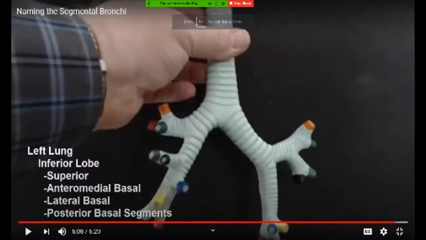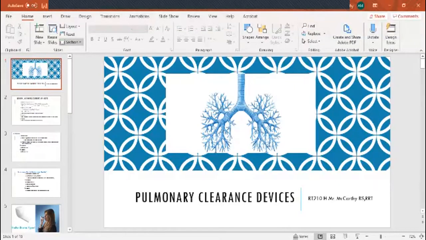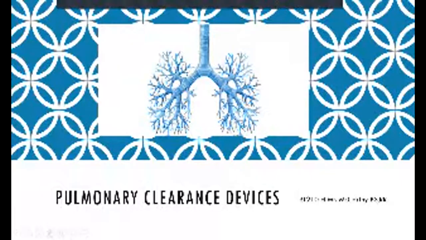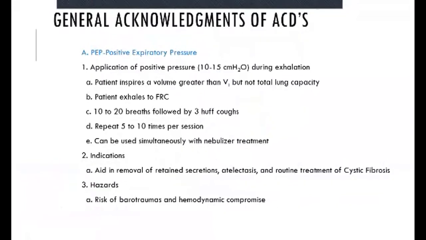All right, here goes the PowerPoint for pulmonary clearance devices, okay? So this gives you a good overview, and you can always go back and look at this anytime you want to. All right, can y'all see it? Pulmonary airway clearance devices. These are some of the devices I just talked about for clearing these airways. The PEP device, that's the one I just showed you that gives you that positive pressure, right? This one here is blurry. Sometimes it does that.